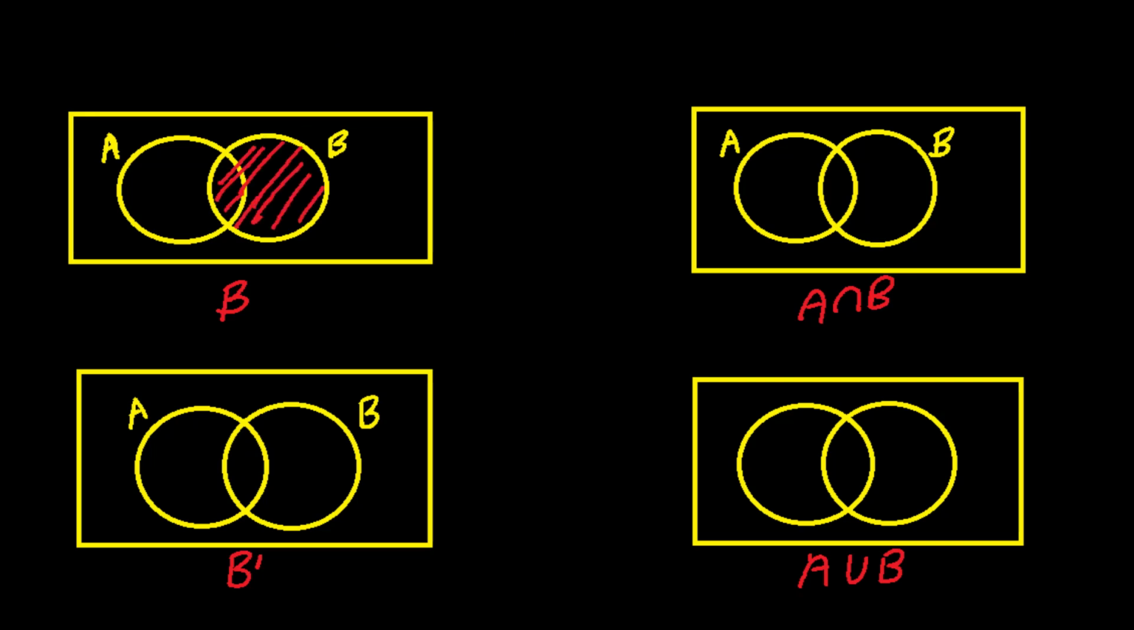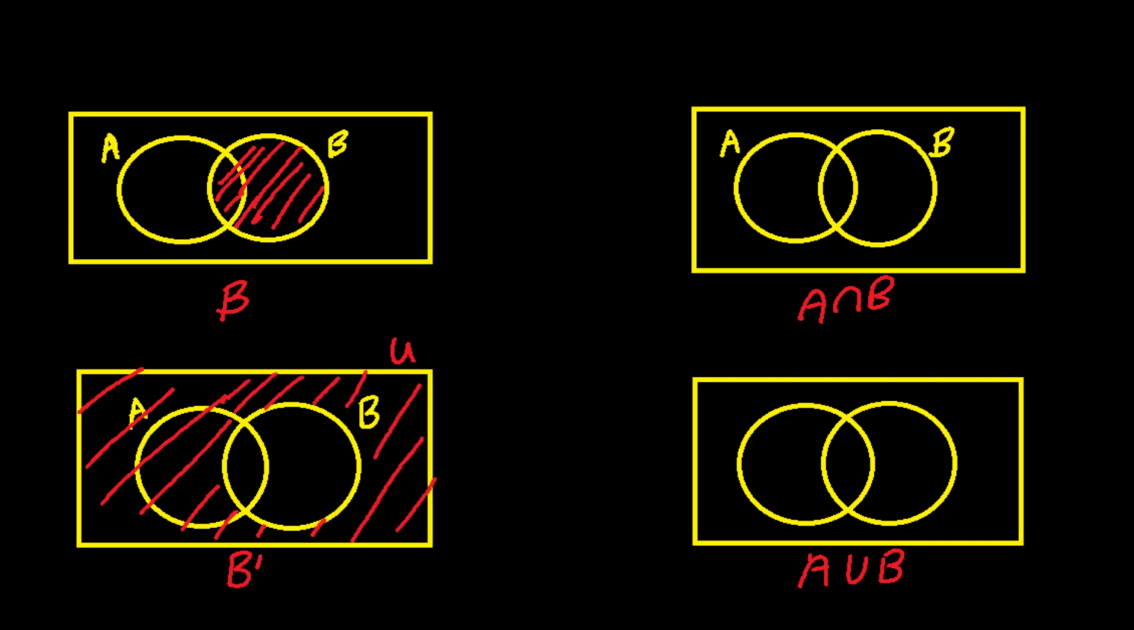Below this is the complement of B. That's written as B prime, and students sometimes get confused with this, but it means everything in the set universe. Your universe is everything inside the rectangle minus B, everything here, and we take out circle B.